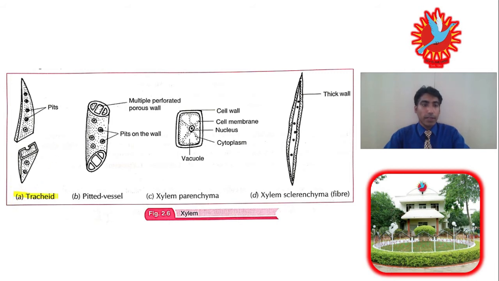These are the tracheids. These are the cells that have the tapering ends, both the sides. These are the pitted vessels. Okay, these are the xylem parenchyma cells, which are the living cells, and these are the xylem fiber, elongated dead cells. Okay, so these are the dead cells. This is also the dead cell, and this is also dead. Only the xylem parenchyma is living.